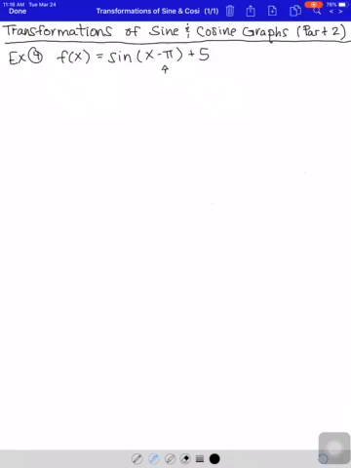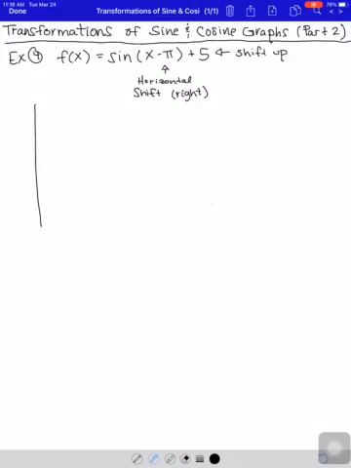First of all, this minus pi inside of the parentheses, remember if we add or subtract a number to x inside of our function, what this gives us is a horizontal shift. If we subtract a number, that's going to shift our graph to the right. If we were to add a number, that would shift our graph to the left. And this plus 5 on the outside of the function is going to be a vertical shift. Because it's a plus 5, we are going to shift up 5 units.